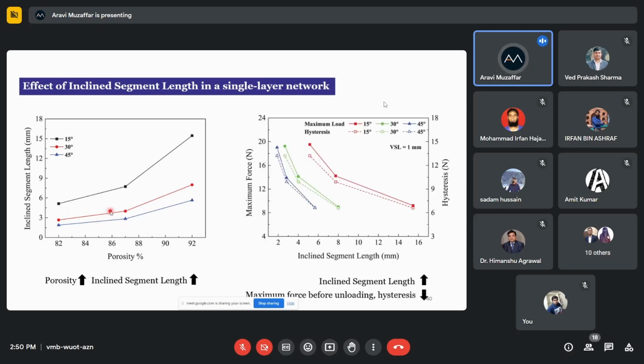And then we tried to find out what is the effect of inclined segment length on the maximum force as well as the hysteresis. We saw that with the increase in the inclined segment length, the maximum force before unloading decreases, because if you increase the inclined segment length, it's the porosity that is increasing. When the porosity is increasing, the load that is withstood by the network is obviously decreasing.